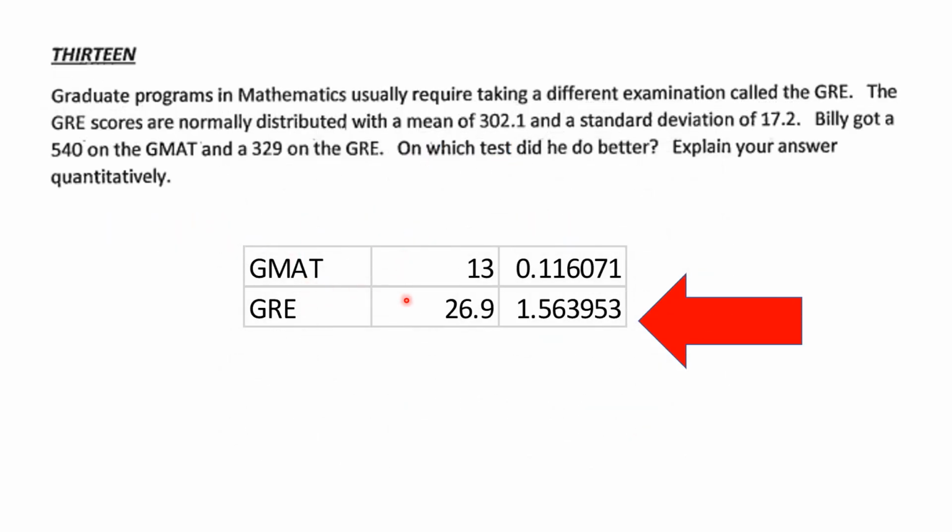Here, you could have answered this differently, but you could compare and probably should compare the z-score. So the z-score on the GMAT was 0.116071 above the mean, and for the GRE it was 1.56 and more standard deviations above the mean. So the GRE was the better score. You should have explained it that way.